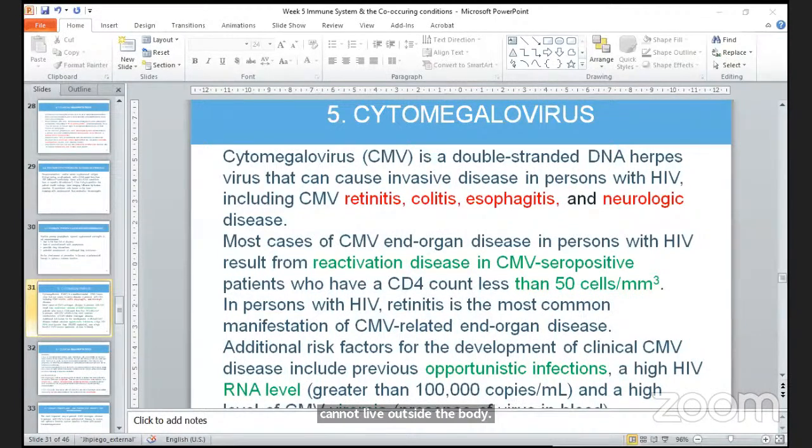HIV affects which group of people? From the statistics, the epidemiology we read, it mostly affects women because of so many reasons, social factors. Yes, because of so many reasons.